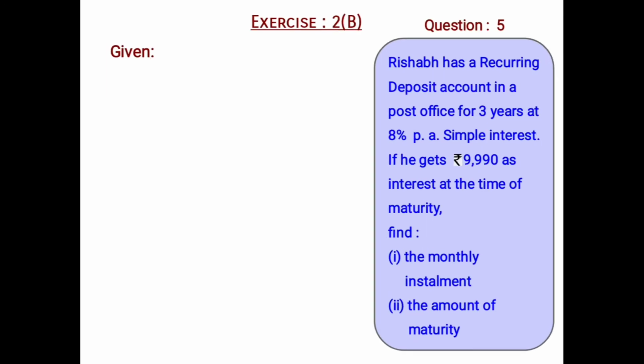Rishabh has a recurring deposit account in a post office for 3 years. N is equal to 3 years, that is 36 months, at 8% per annum simple interest. Given R is equal to 8%. If he gets rupees 9,990 as interest at the time of maturity, given I is equal to 9,990, find the monthly installment.